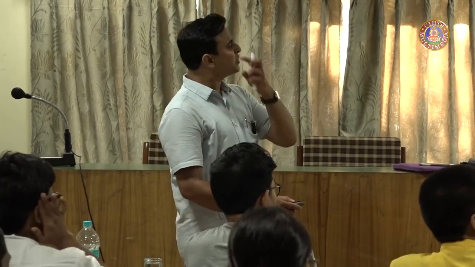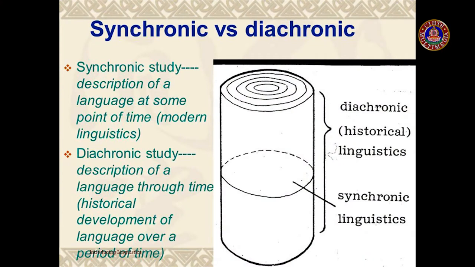To understand this, let me show you this example first. Look at that. ये देखिए। Right? ये जिस तरह से कटा है ऊपर से, ये देखिए। Diachronic is historical linguistics. Synchronic is of that particular time.